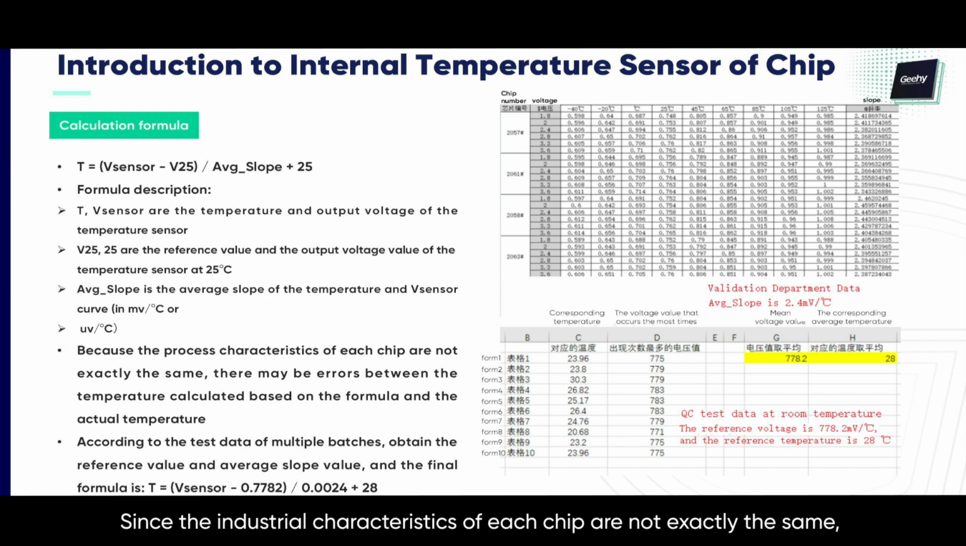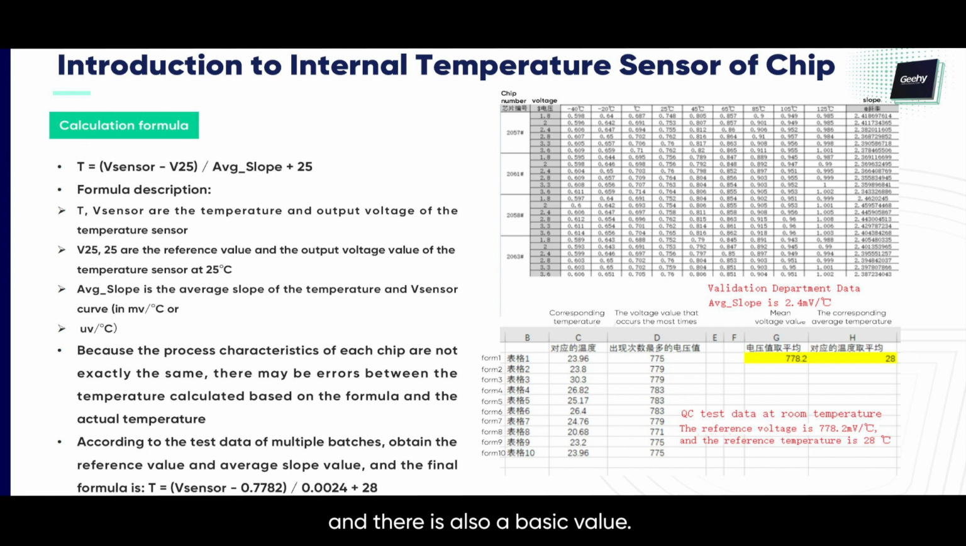Since the process characteristics of each chip are not exactly the same, the data measured by each chip is different. We obtain a relatively accurate slope based on a large amount of data, and there is also a basic value. Finally, we obtain this formula. This is a reference value, and the corresponding output voltage at 28 degrees Celsius is 0.778 V. And the slope is 2.4 millivolts per degree Celsius. Subsequently, we will use this formula to make a calculation.